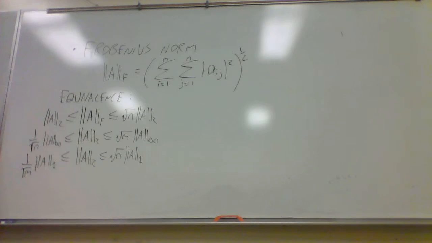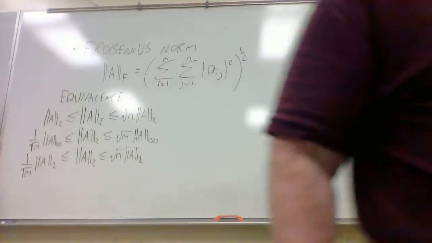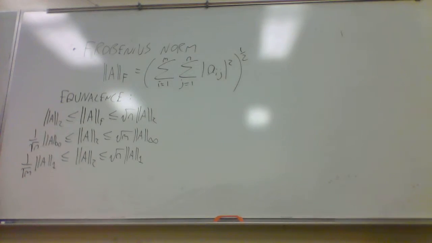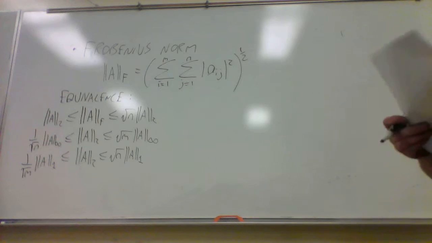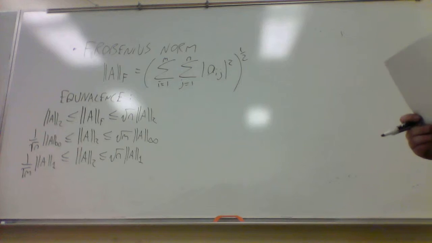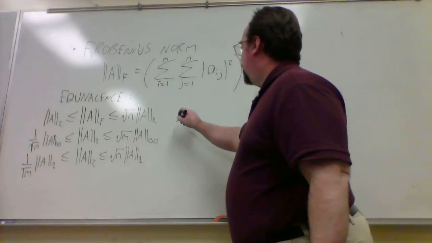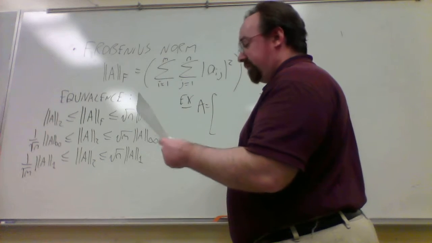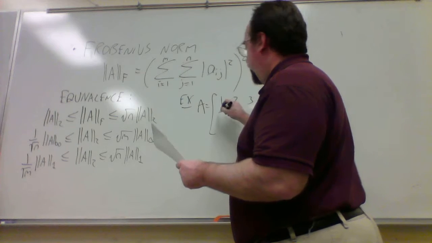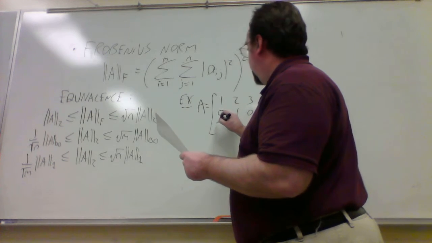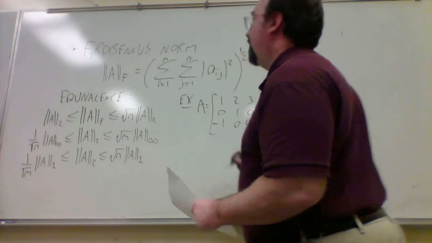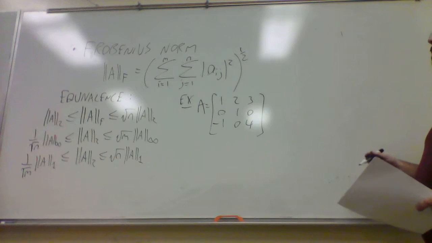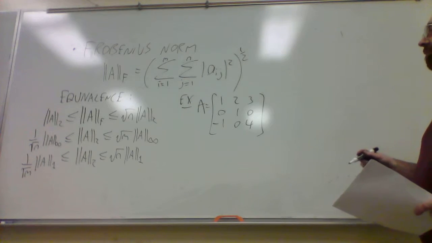Those are just examples of relationships between certain matrix norms. Now, just as a quick example, if I define a 3 by 3 matrix, 2, 3, 0, 1, 0, minus 1, 0, 4, let's compute a few norms of this matrix.